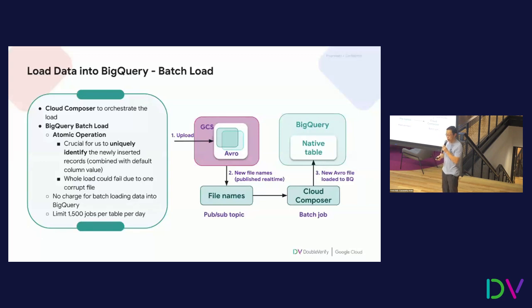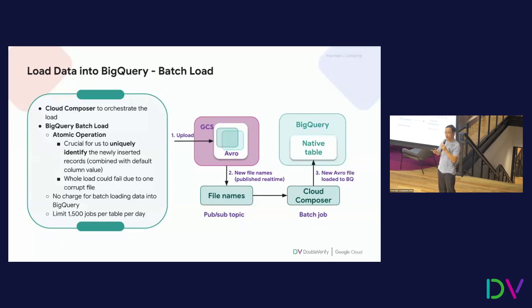And what's good about this batch load is that it's also atomic, right? This is very important because, in a normal case, we load about 1,000 Avro files in one load, right?